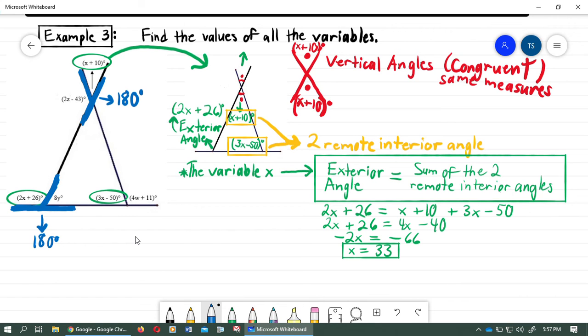And then right here, we've got these two angles that come together to form a linear pair, a straight line. Because they form a linear pair like this, they're supplementary, and they have to add to 180 degrees. So all of these that I marked in blue are linear pairs, they're supplementary, and they add to 180 degrees.